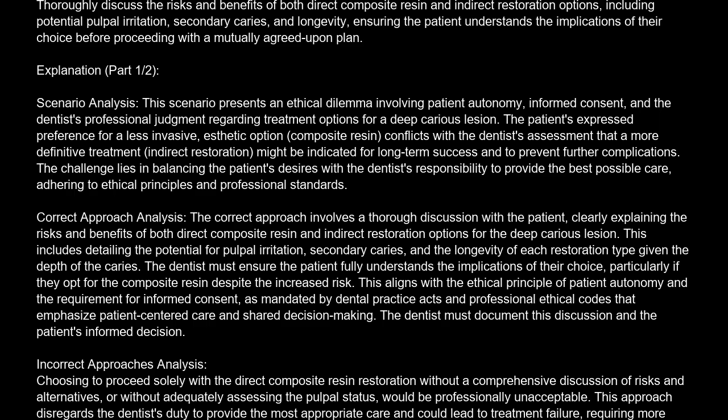Incorrect approach analysis. Choosing to proceed solely with the direct composite resin restoration without a comprehensive discussion of risks and alternatives, or without adequately assessing the pulpal status, would be professionally unacceptable. This approach disregards the dentist's duty to provide the most appropriate care and could lead to treatment failure, requiring more complex and costly interventions later. Ethically, it violates the principle of beneficence and potentially non-maleficence, as it prioritizes patient preference over optimal clinical judgment without adequate justification or informed consent.